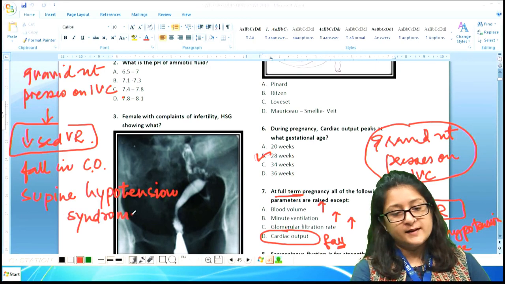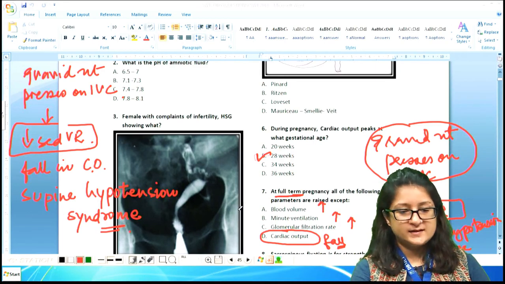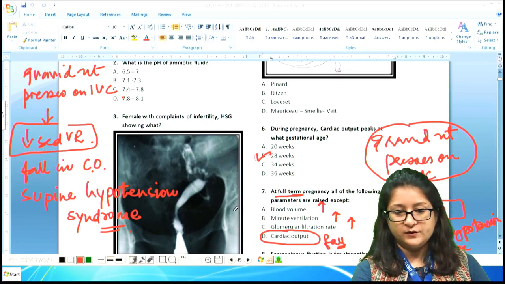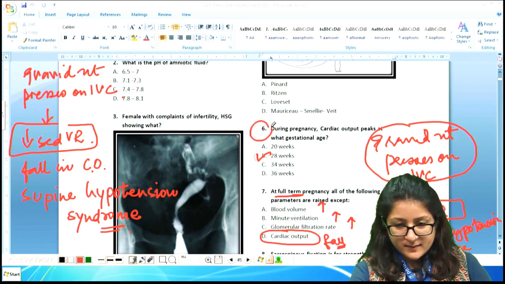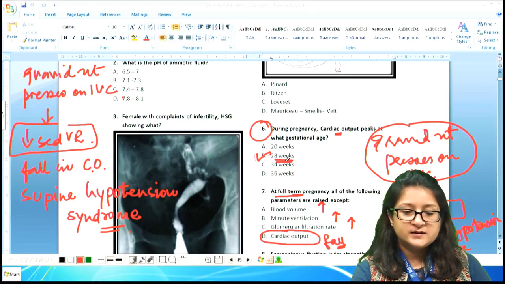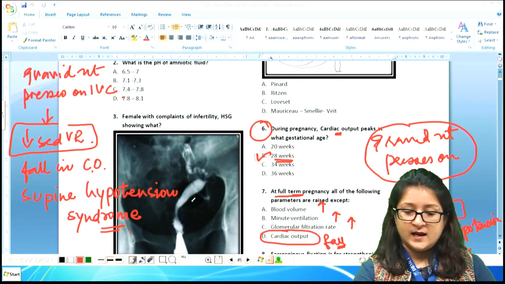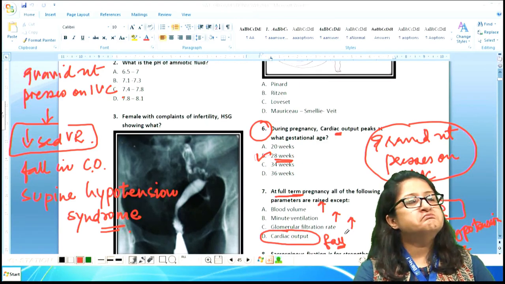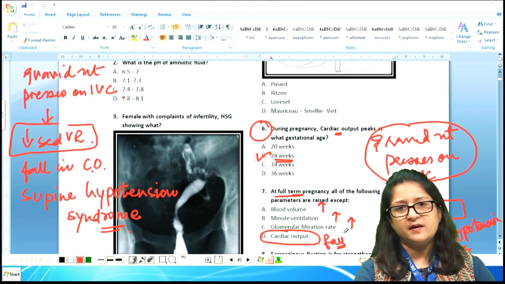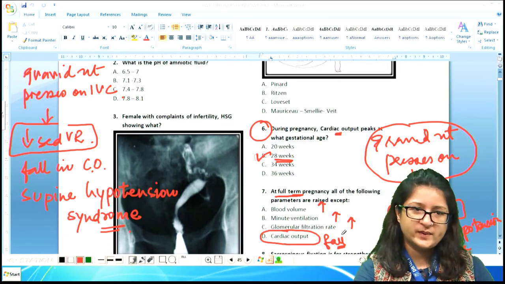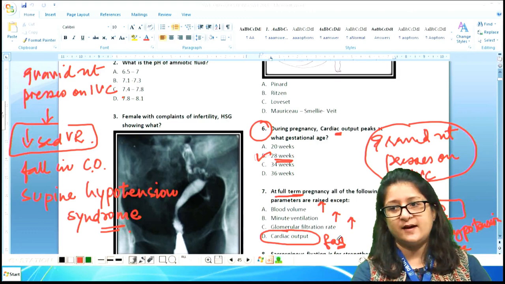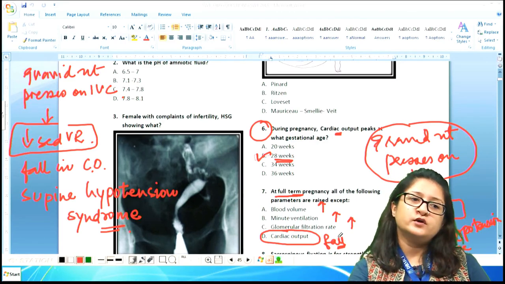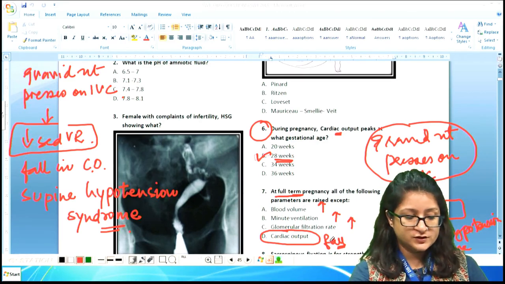Though cardiac output increases in pregnancy, it slightly falls at around the point of term, and the maximum increase in cardiac output happens at around 28 weeks. Now I cannot emphasize enough, a very, very important topic is maternal adaptation to pregnancy, all aspects of it, especially for your PGI exam. They always ask a question on maternal adaptation to pregnancy.